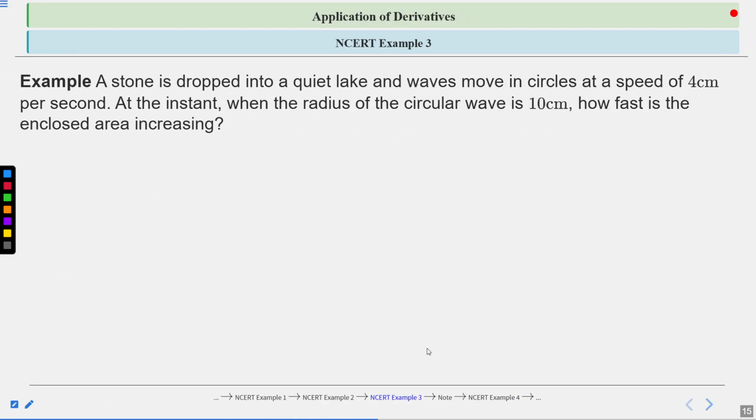Next question is NCERT example 3. This example says a stone is dropped into a quiet lake, and waves move in circles at a speed of 4 centimeter per second, right? At the instant when the radius of the circular wave is 10 centimeter, how fast is the enclosed area increasing, right? We have to find the rate of increase of area at the instant when the radius of the circular wave is 10 centimeter, right? Clear?